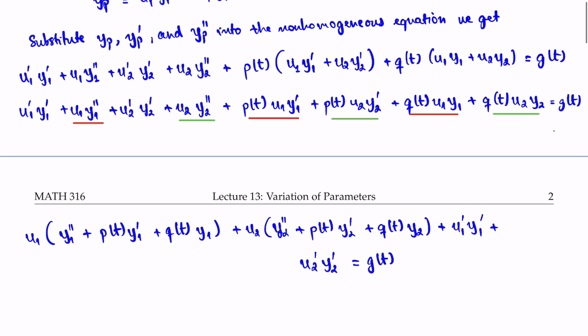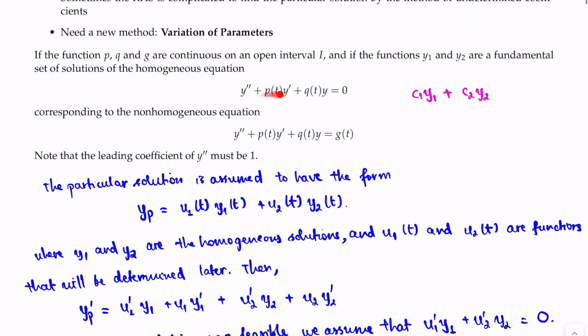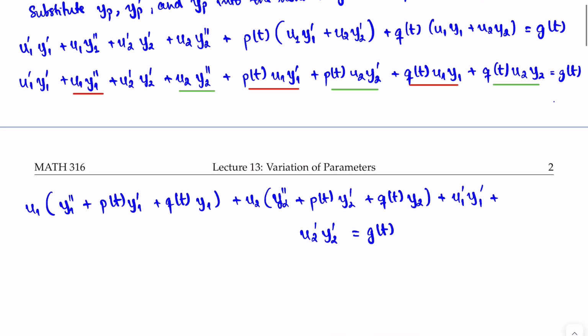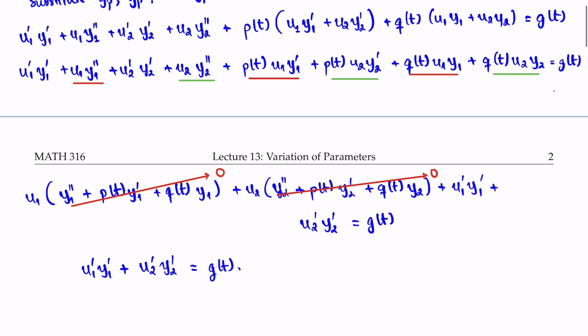And again, as I mentioned earlier, y1 and y2 are solutions of the homogeneous equation. And therefore, when you substitute y1 into this equation, you get 0, and y2 into this equation, you get 0 as well. And therefore, this expression is equal to 0, and this expression is also equal to 0. You're left with just u1 prime times y1 prime plus u2 prime times y2 prime equal to g of t. So this is one of the equations that we need to find the representations of u1 and u2.